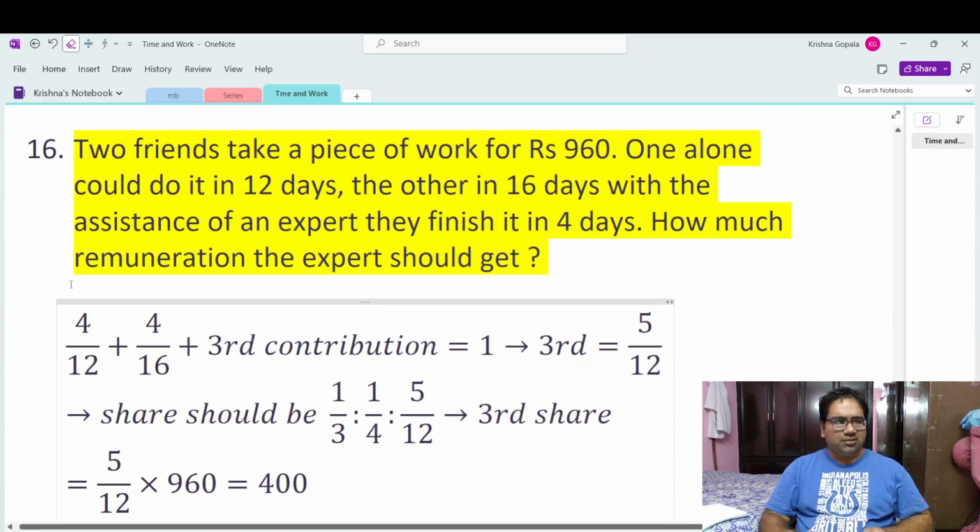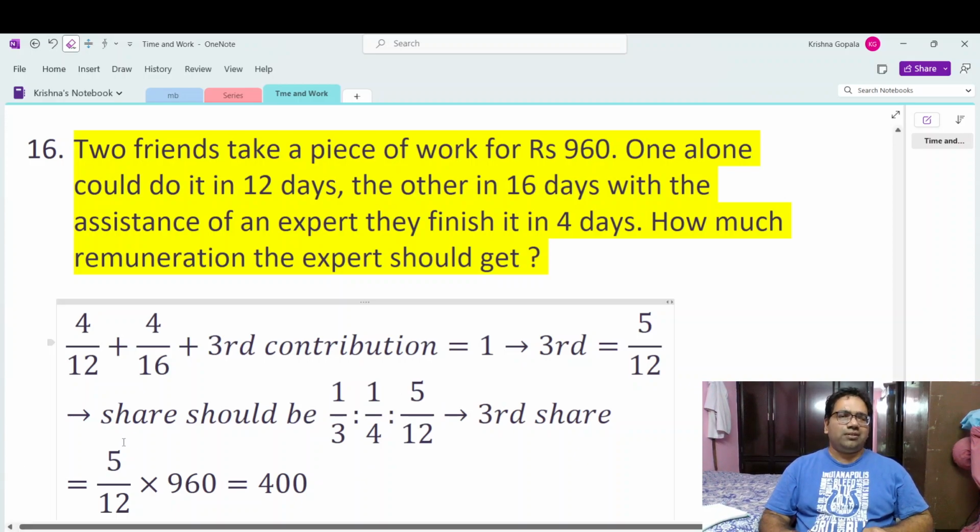The first person has done this much work. The second person has done this much work. The third person has done this much work. And the sum of all three is equal to 1. So the share should be in this proportion only. So the third person should get 5 by 12.